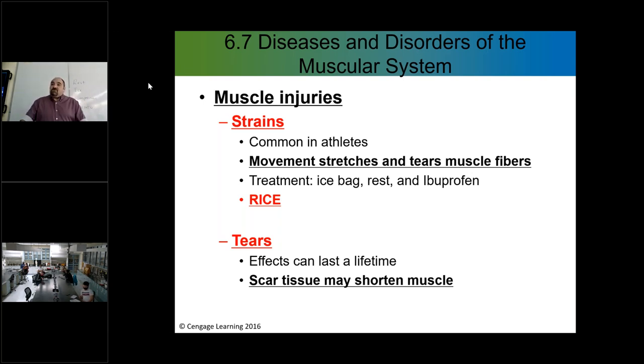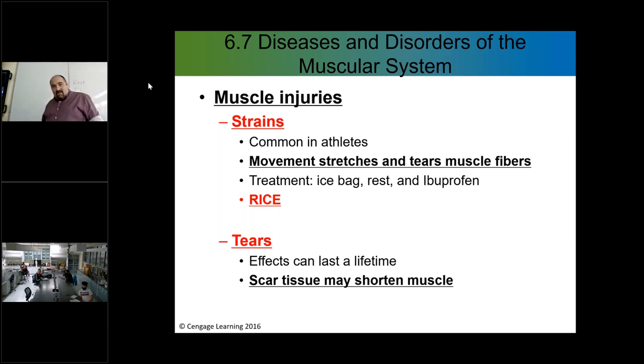E for elevation. Say I sprain my ankle or I strain the musculature of my lower leg, right? Wouldn't it be a good idea to elevate my lower leg greater than my heart, so that this way we're not contributing to the swelling? Have you ever jammed one of your fingers or your wrist, and you try and hold it up or prop it up on some pillows and allow for it to be elevated so that it doesn't get all swollen?